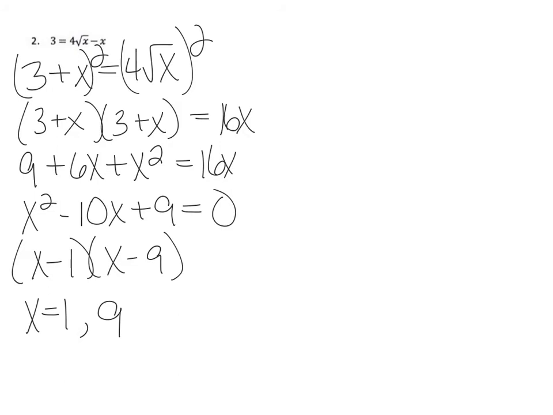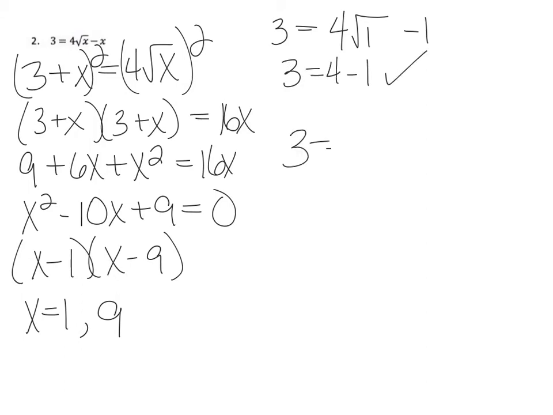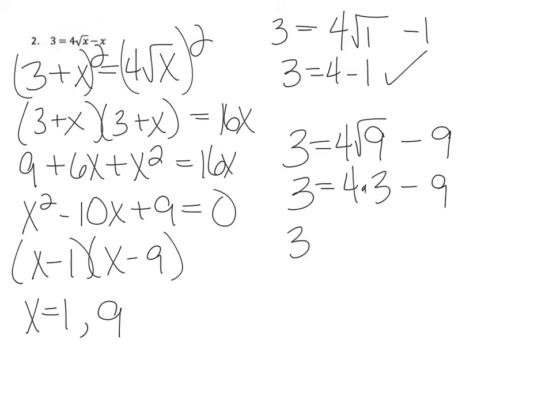Let's go ahead and check them. 3 equals 4 square roots of 1 minus 1. 3 equals 4 minus 1, that works. 3 equals 4 square roots of 9 minus 9. 4 times 3, 12 minus 9 is 3. They both work. Awesome.